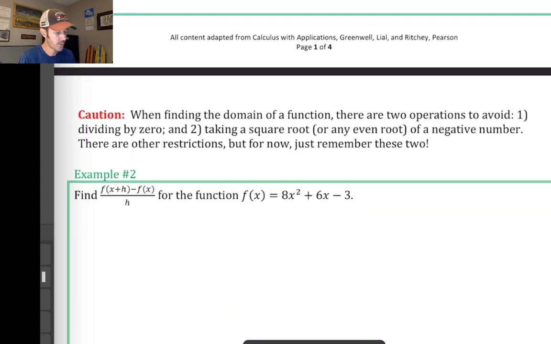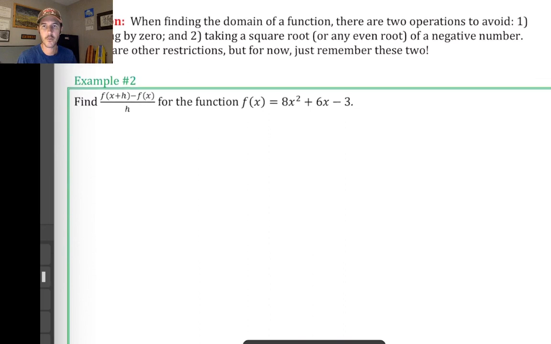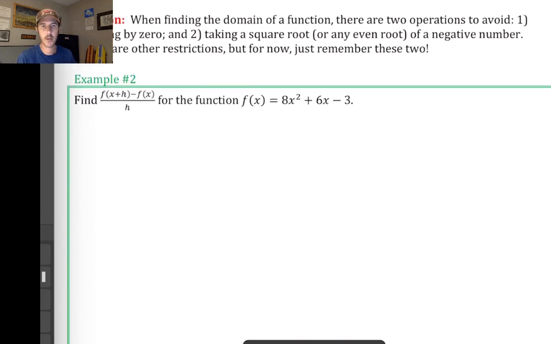You're welcome to read that caution. There are other domain restrictions that you run into when working with functions, but at the moment we're just going to focus on those two, avoiding division by 0 and avoiding taking the square root of a negative number.